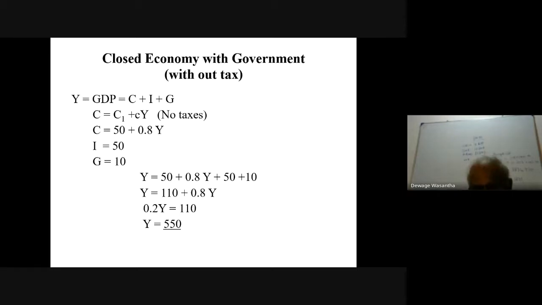Investment I equals 50. Assume government expenditure is 10. Substitute. Y, or GDP, equals C plus I plus G. Please work out this example. The answer is there, but I want you to work it out. Please work that out.